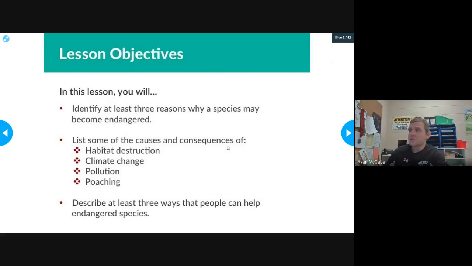List some of the causes and consequences of habitat destruction, climate change, pollution, and poaching. So I would probably say that these are maybe some key terms or maybe vocabulary words that you will stumble upon or come across in your readings. And then another one you're going to see here is describe at least 3 ways that people can help endangered species. So we're going to talk about why species are endangered, and then we'll also talk about what or how we can help those species.